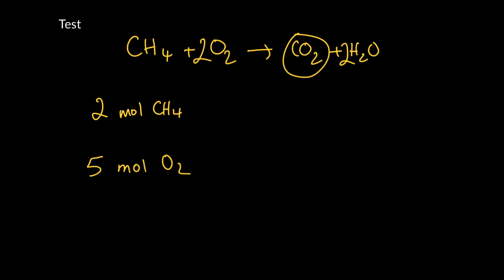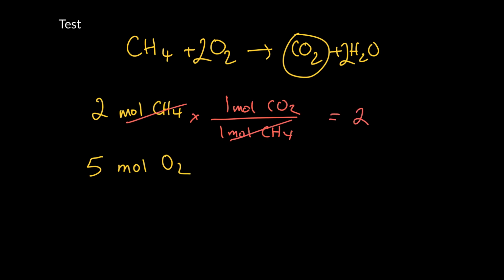All right, so how do we do this? The way we do this is we're just going to use the coefficients. We know that 1 methane reacts and forms 1 CO2, so we can go ahead and write that there. That's a 1-to-1 relationship. So 1 mole of CH4 makes 1 mole of CO2. So we can see those units cancel, and that is a prediction that we will make 2 moles of carbon dioxide.